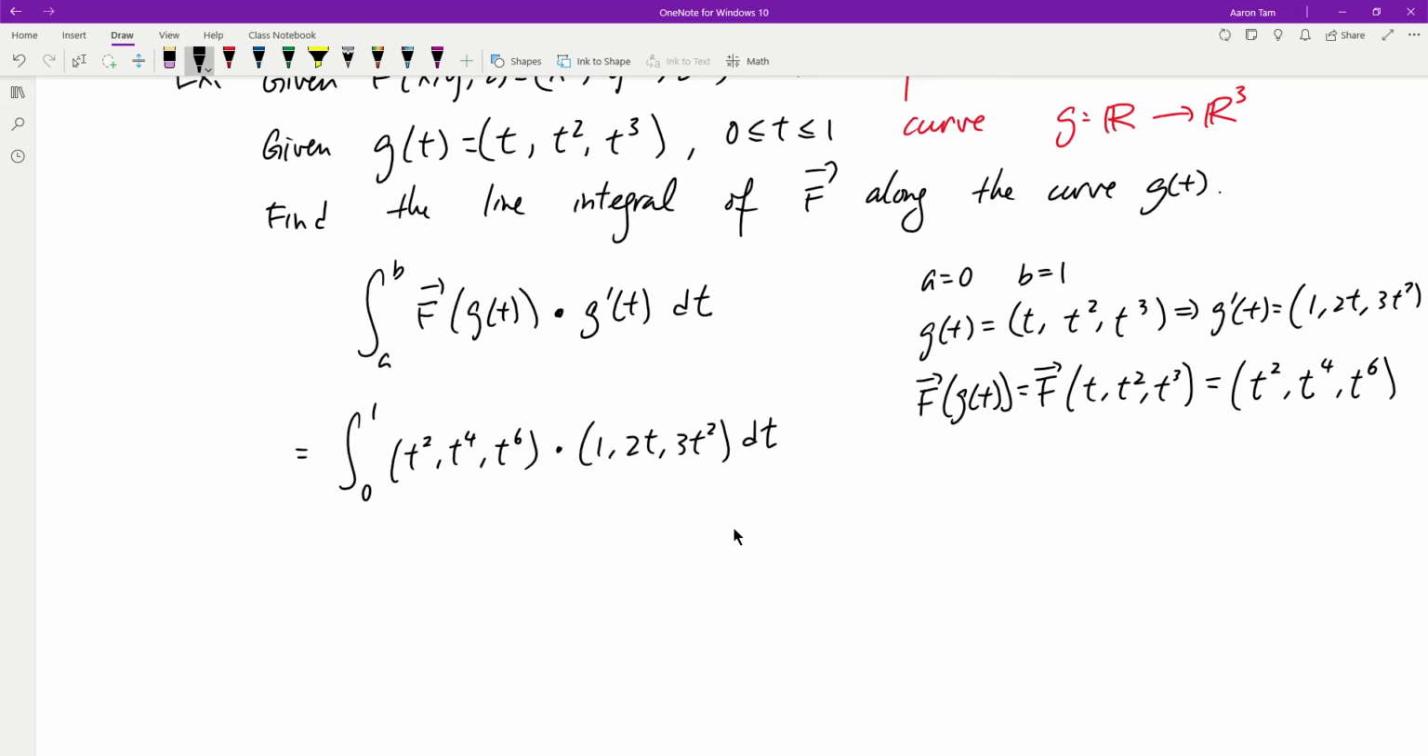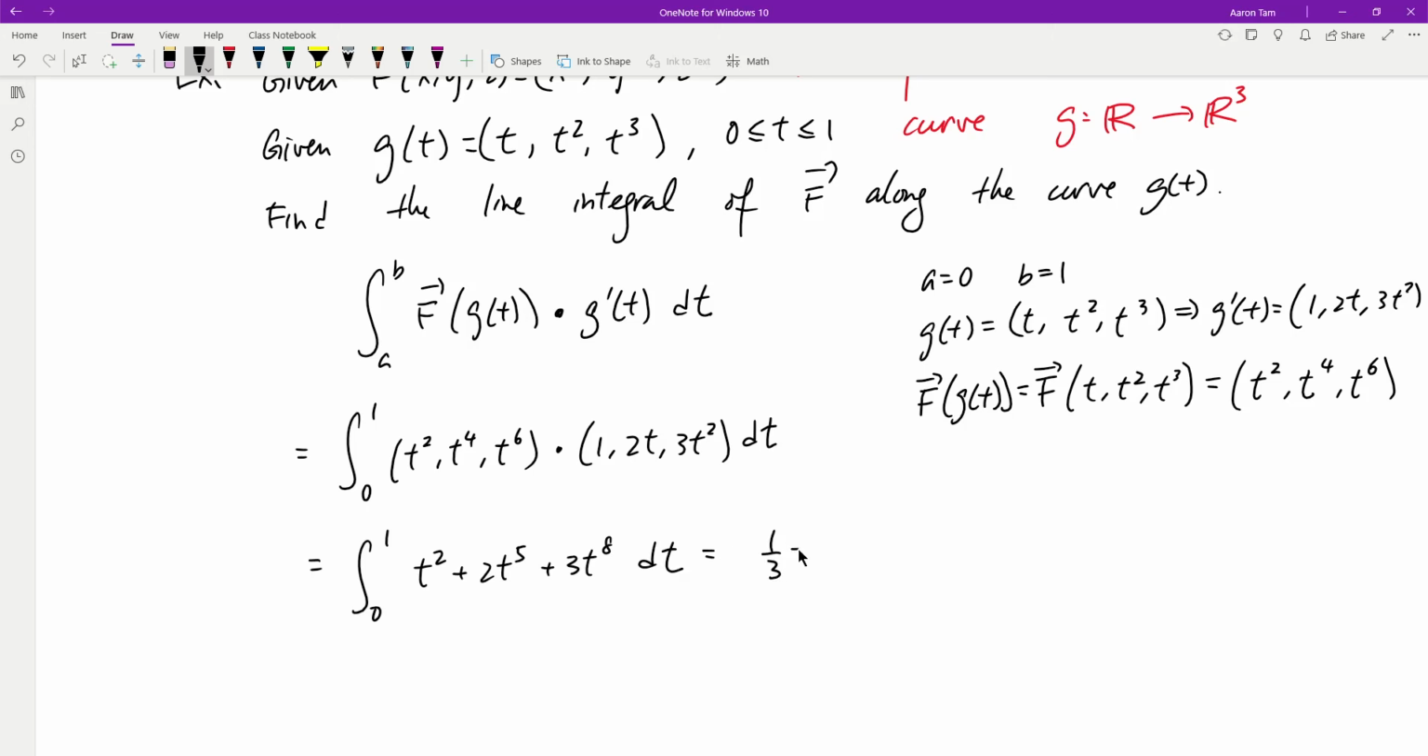So that seems pretty straightforward. Now I'm just going to carry on my dot product. So 0 to 1, it will be t squared plus 2t to the fifth plus 3t to the eighth dt. So that's a pretty simple integration. So we're going to integrate this.